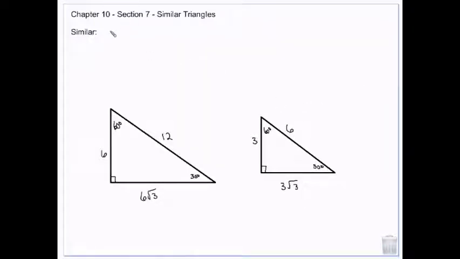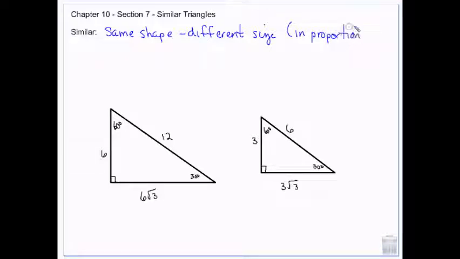Similar occurs when you have the same shape but different sizes, and they're in proportion to each other. And congruent is the same size? Yeah, congruent is the same size, same shape. So similar is same shape, different size. Congruent is same size, same shape.